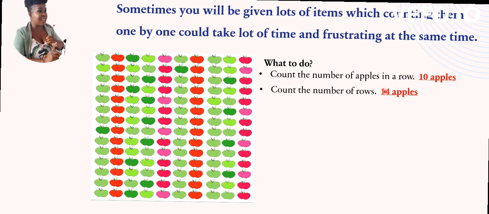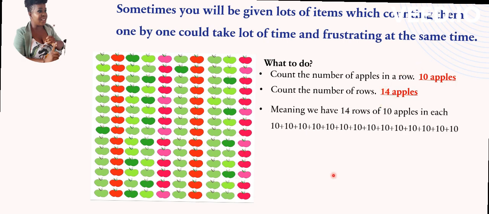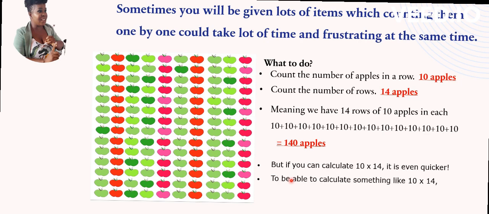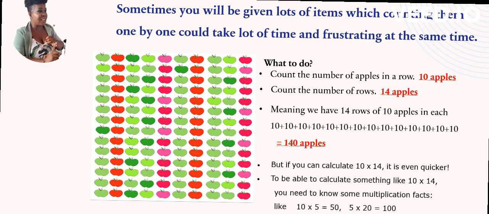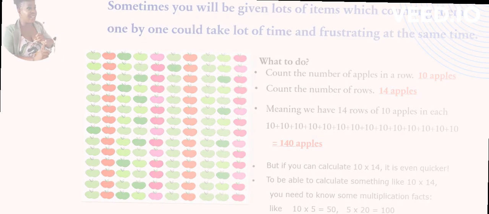Addition sentence: add 10, 14 times. 10 plus 10 plus 10 plus 10 plus 10 plus 10 plus 10 plus 10 plus 10 plus 10 plus 10 plus 10 plus 10 plus 10 is equal to 140 apples. But if you can calculate 10 multiplied by 14, it is even quicker. To be able to calculate something like 10 multiplied by 14, you need to know some multiplication facts, like 10 multiplied by 5 is equal to 50, 5 multiplied by 20 is equal to 100. In this unit I will teach you many multiplication facts.